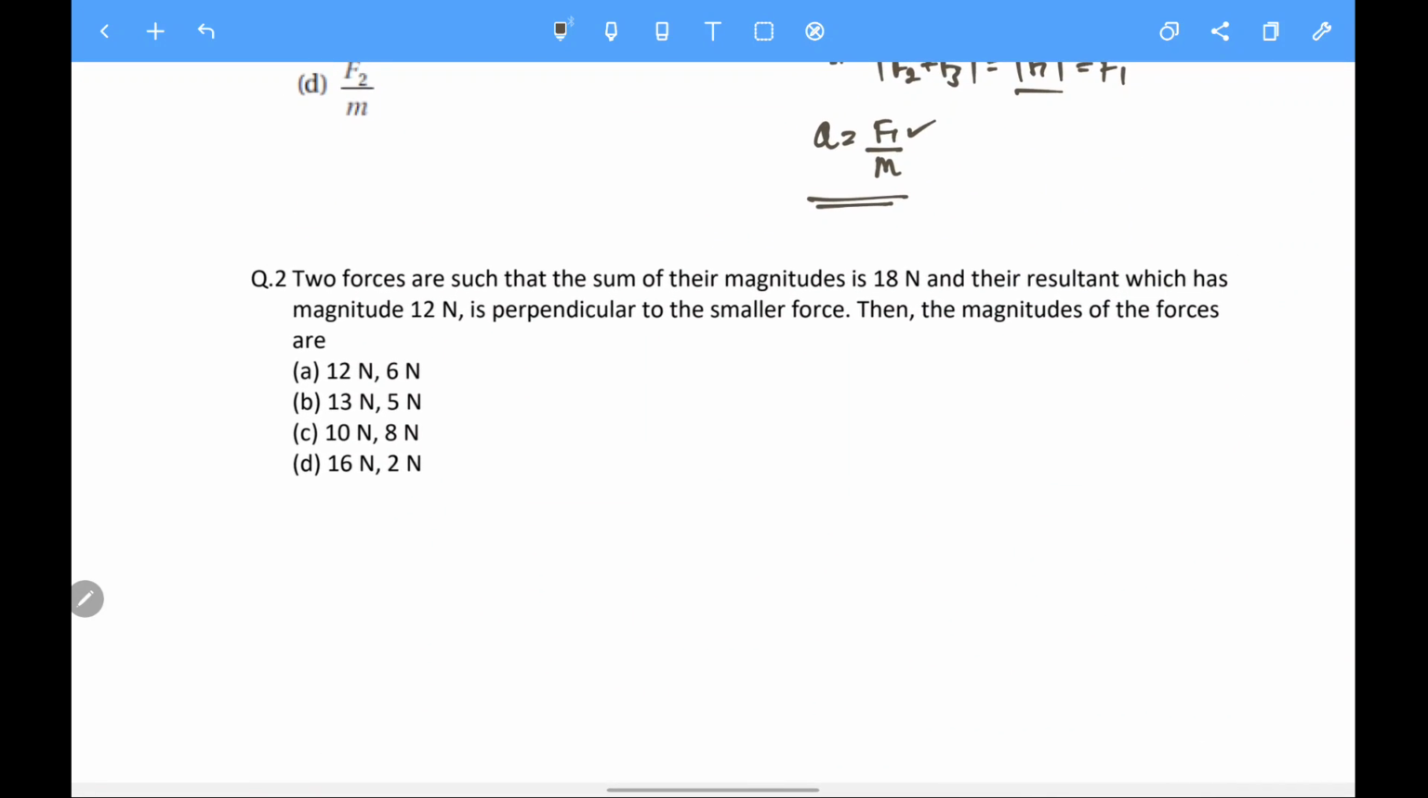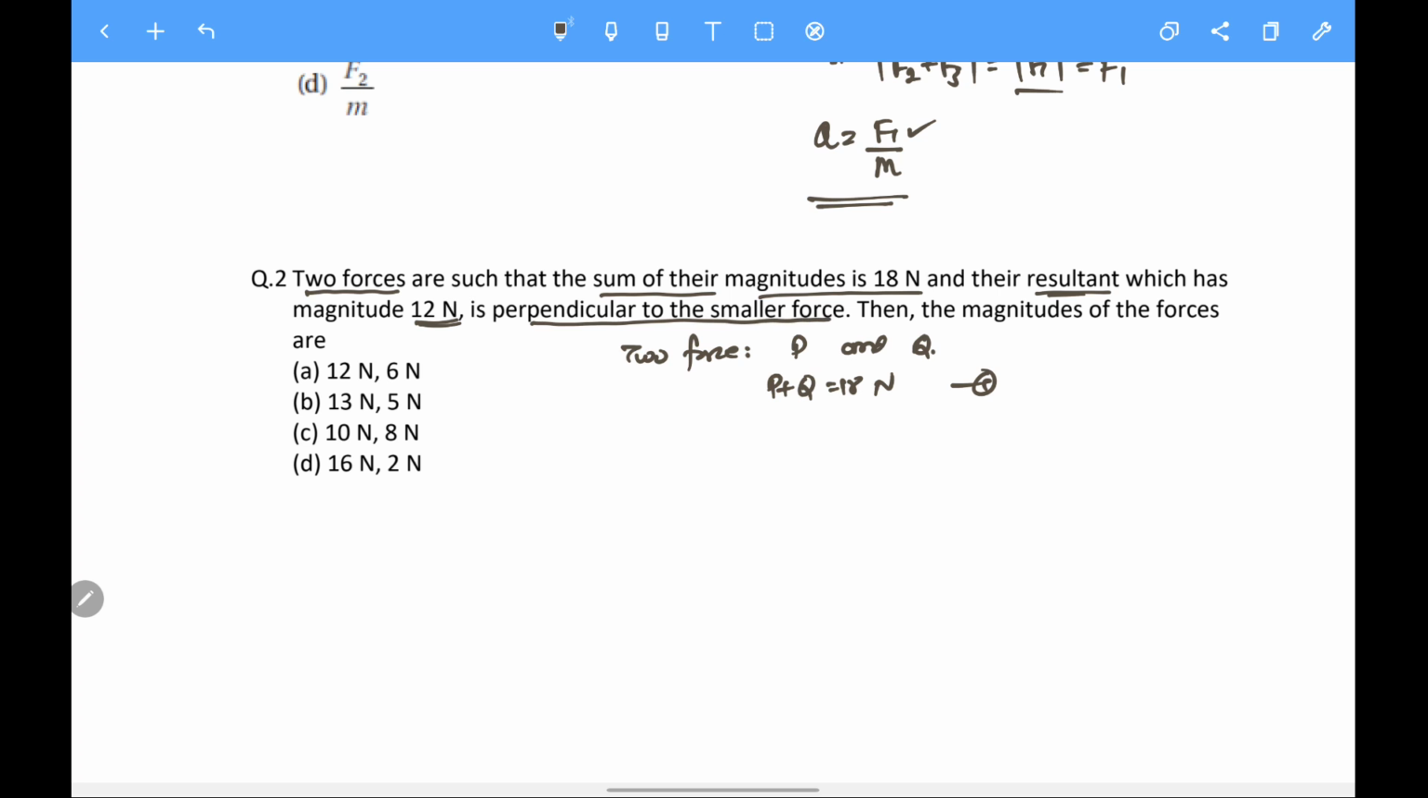Two forces are such that the sum of their magnitude is 18 Newton. Let two forces be P and Q, and their sum is 18 Newton. This is the first equation. Their resultant has the magnitude 12, and is perpendicular to the smaller force.